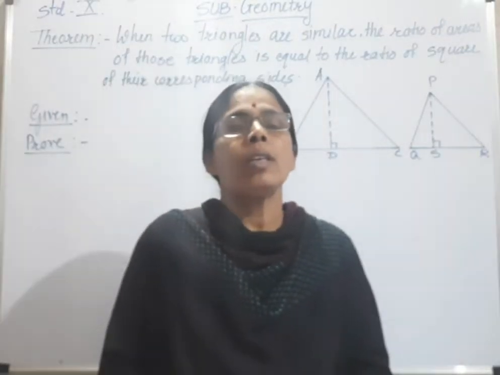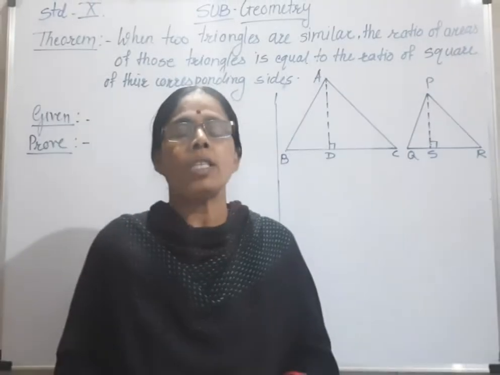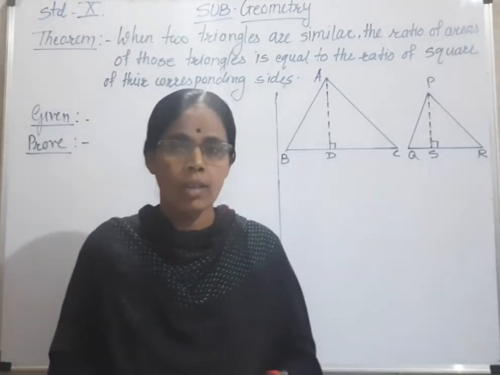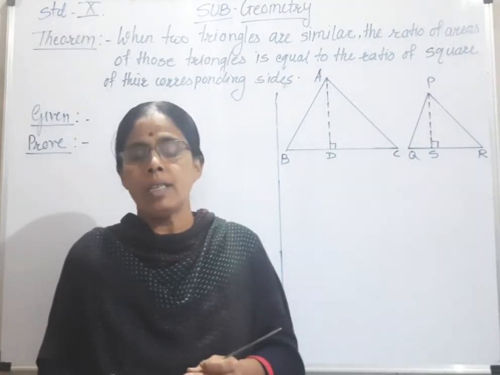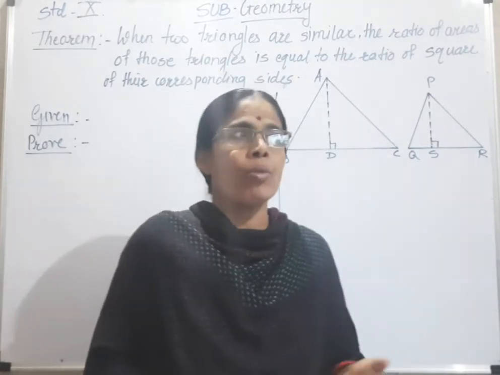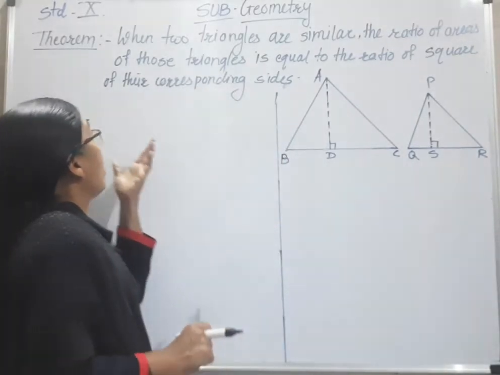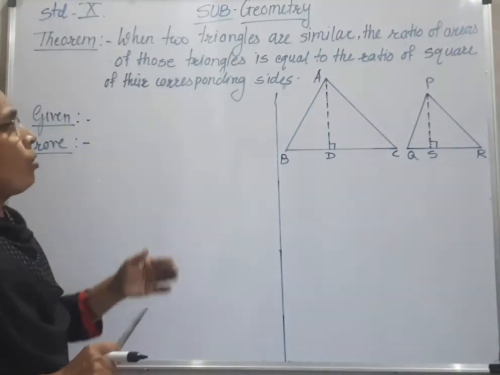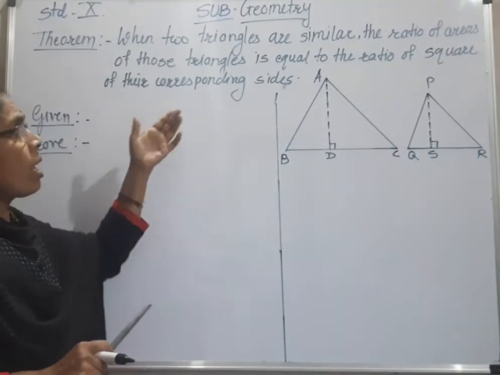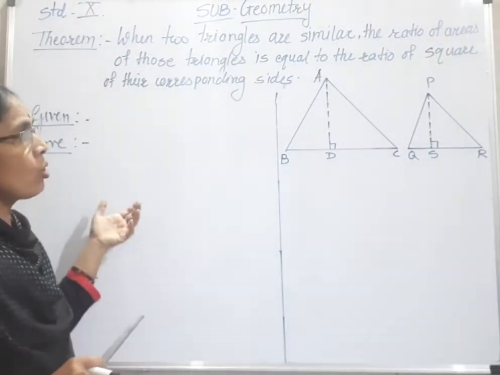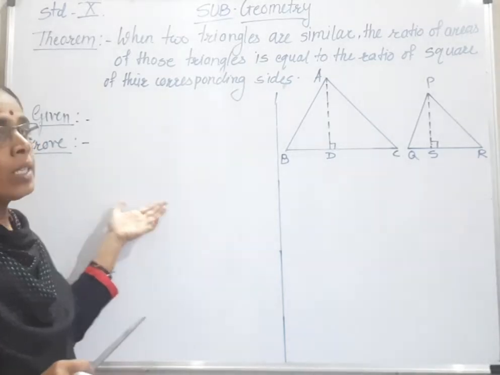Hello students, in the last video we learned the tests of similarity. In that we learned the SSS test, ASA test or SAS test, and AA test. Now today we are going to study a theorem: when two triangles are similar, the ratio of areas of those triangles is equal to the ratio of squares of their corresponding sides.